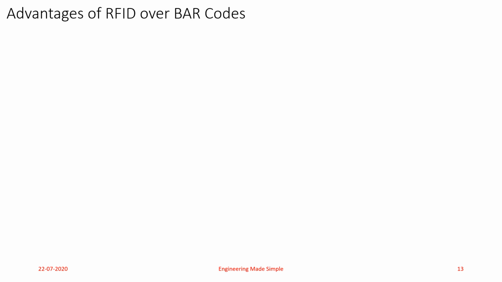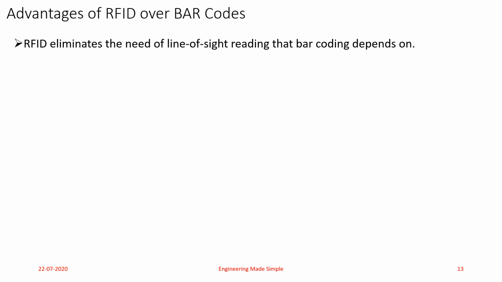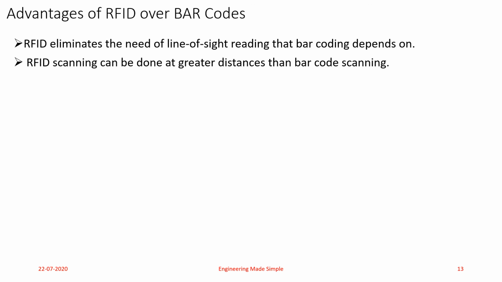Now let us study few advantages of RFID technology over barcodes. So RFID eliminates the need of line of sight reading that barcoding depends on. Simple meaning of this statement is that barcoding requires line of sight communication. That is, the transmitter and receiver should be facing each other. The code should face the reader. But in case of RFID, no line of sight communication is required for reading it. So RFID scanning can be done at greater distances than barcode scanning.